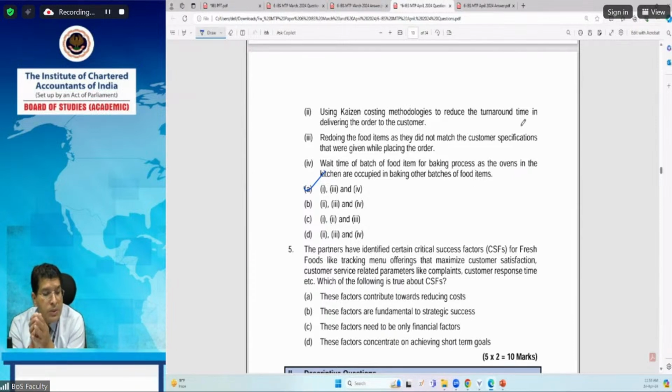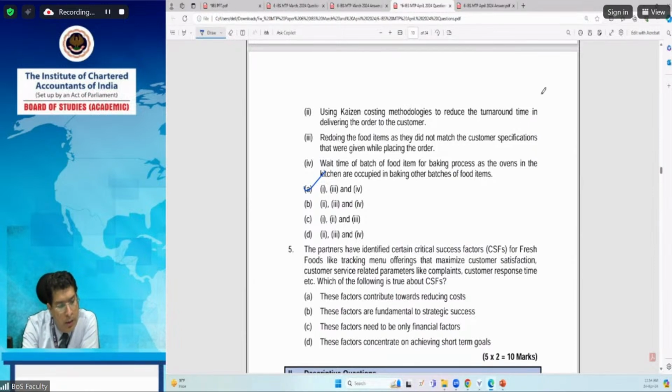First, these factors contribute towards reducing cost. Second, these factors are fundamental to strategic success. Third, these factors need to be only financial factors. Fourth, these factors concentrate on achieving short-term goals.